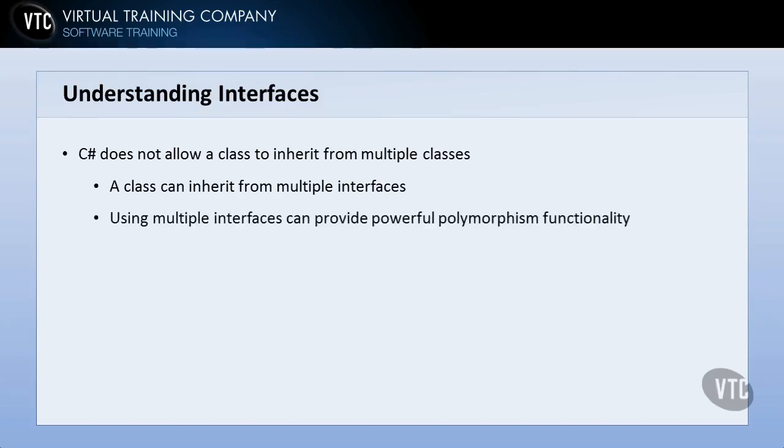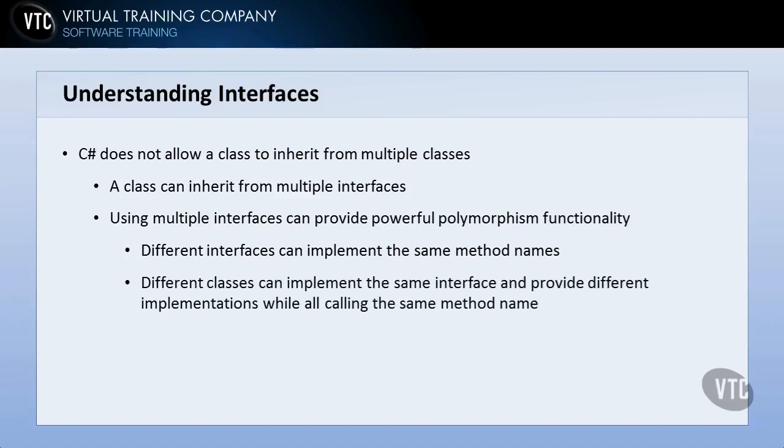Now, when we use multiple interfaces and inherit those into a class, we can provide some really powerful polymorphism functionality in our application, where different interfaces can implement the same method names, and then different classes can implement the same interface and provide very different implementations of what's happening all the time while calling the same method name.